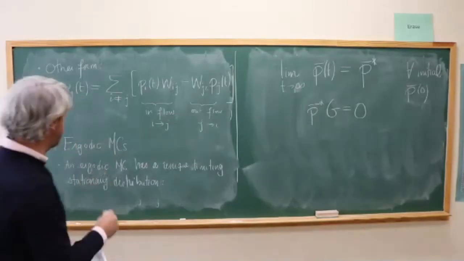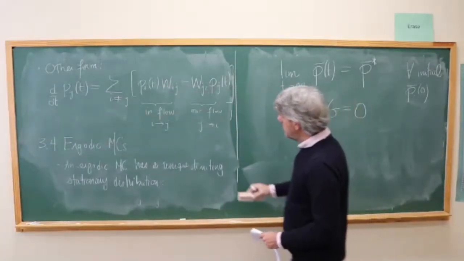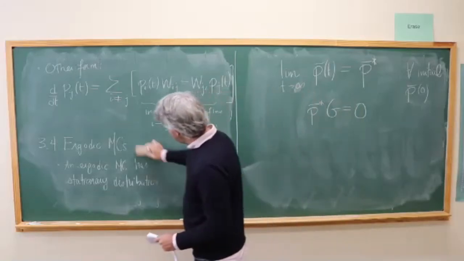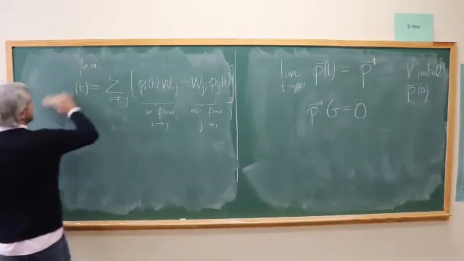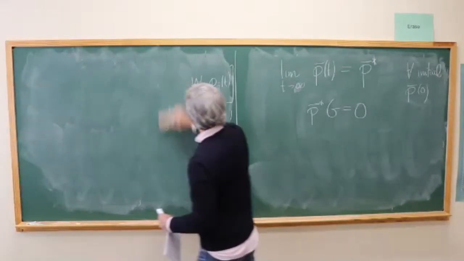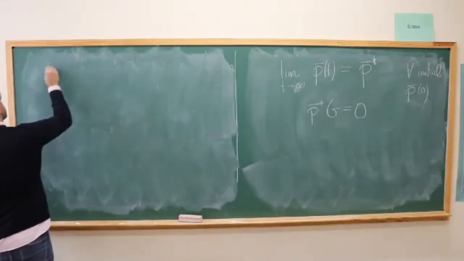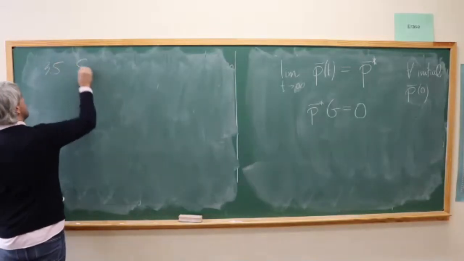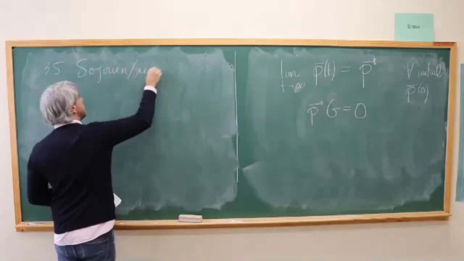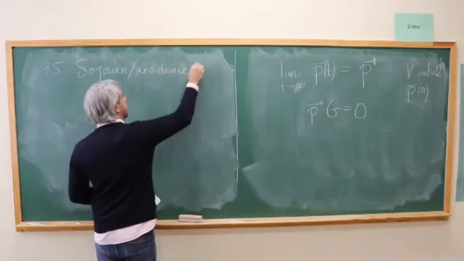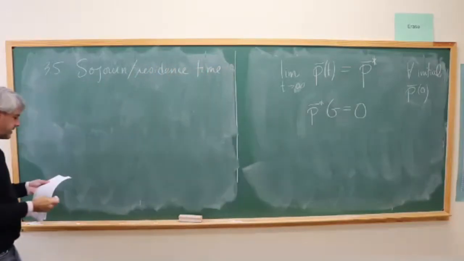Before I go to the example, I want to touch on something that Sanjib mentioned, which is: what is the probability that you stay in a given state over some time? This is important for simulating jump processes, and this is section 3.5. This is what we call the sojourn or the residence time. I'll do this and then we'll go over some examples.